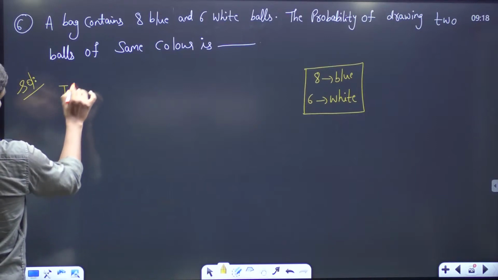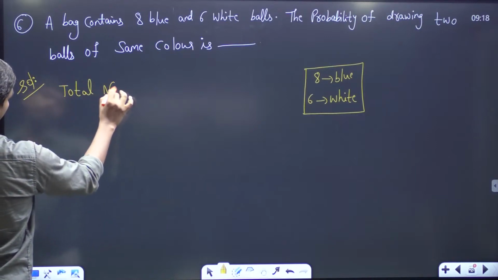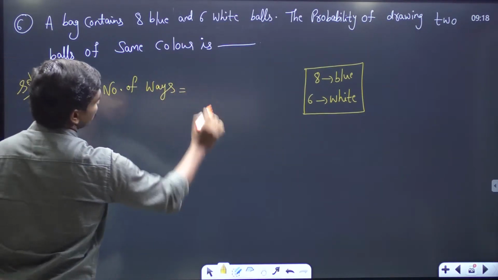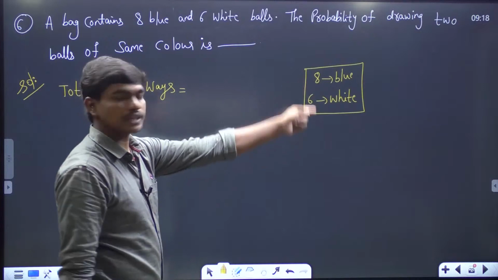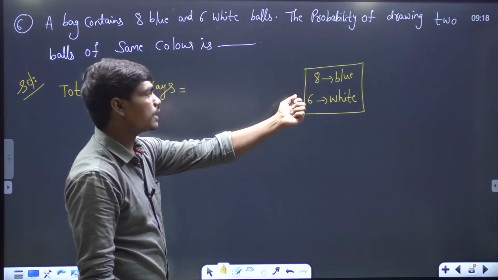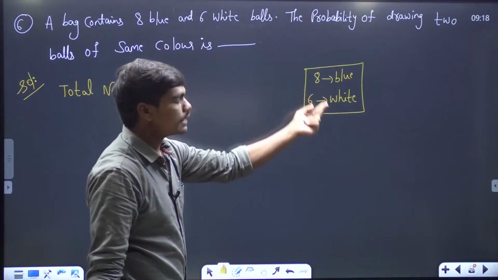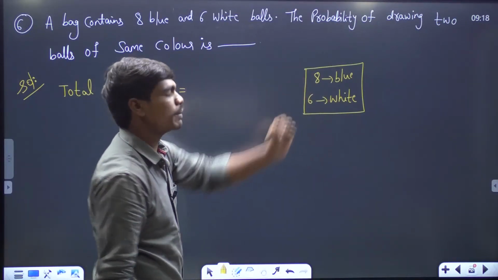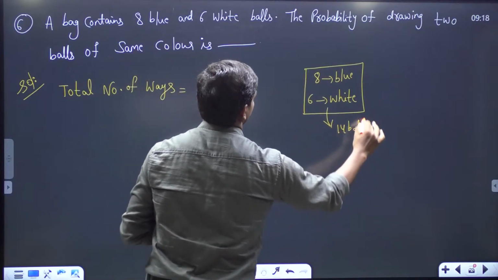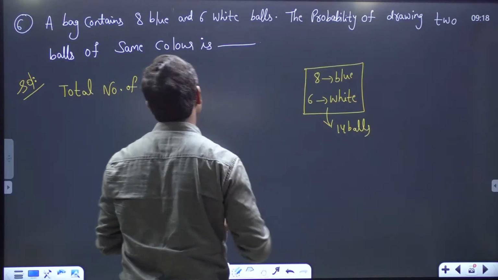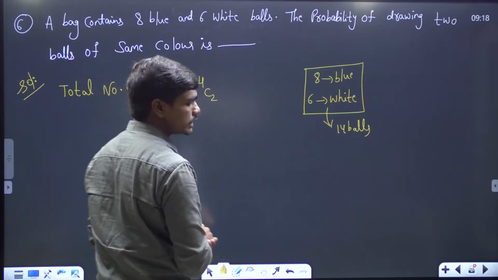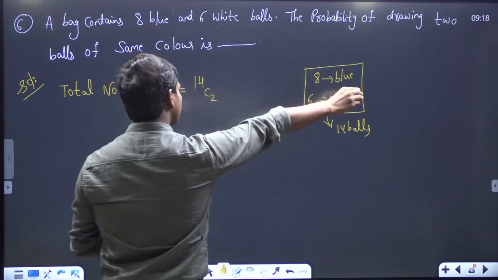Total number of ways is equal to, look, you have a total of 14 balls inside this basket. If you want to take 2 balls of the same color, first let us find in how many ways you can take 2 balls out of this bag. If you are selecting at random, the total number of ways you can select the 2 balls is 14C2. Means out of 14 balls, you need to take 2 balls.